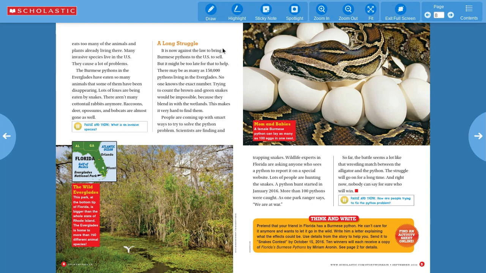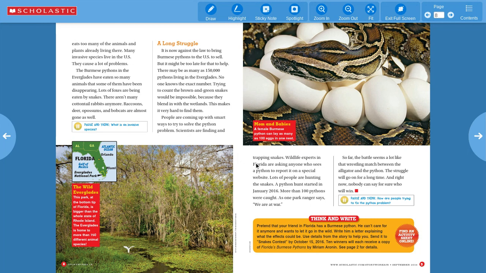A long struggle. It is now against the law to bring Burmese pythons to the US to sell, but it might be too late for that to help. There may be as many as 150,000 pythons living in the Everglades. No one knows the exact number. Trying to count the brown and green snakes would be impossible because they blend in with the wetlands. This makes it very hard to find them. People are coming up with smart ways to try to solve the python problem.